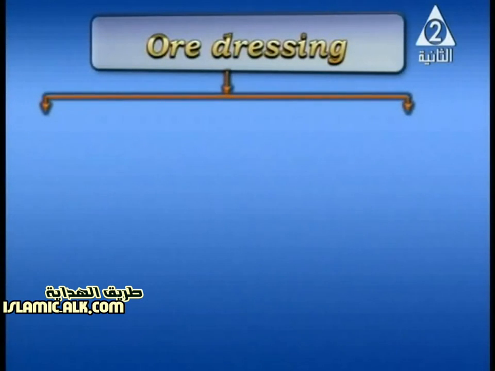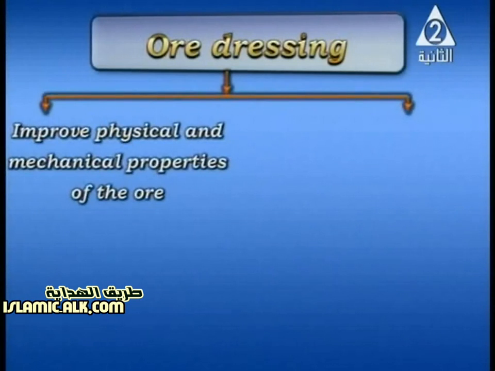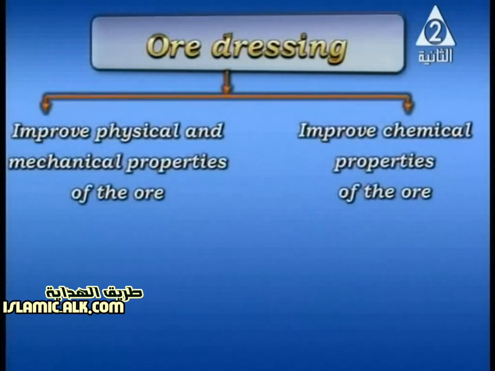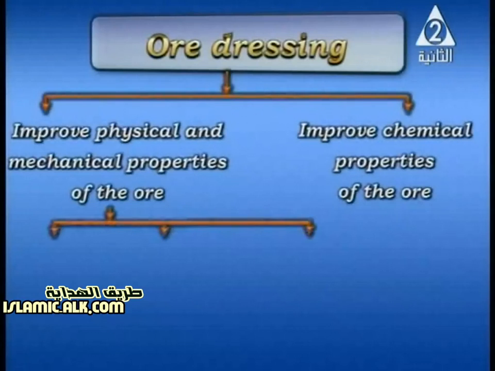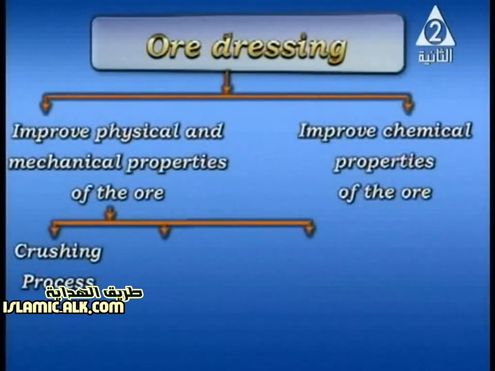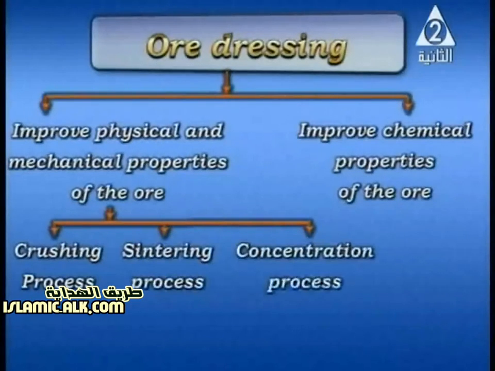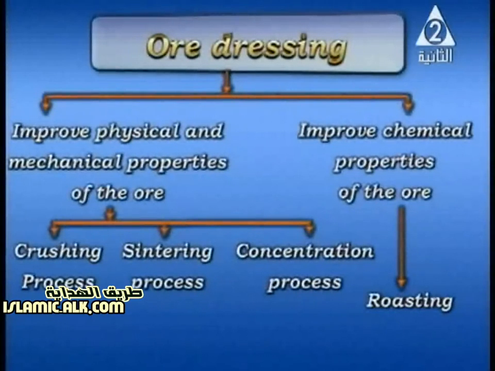Ore dressing takes place to improve the physical and mechanical properties of the ore and to improve the chemical properties of the ore. These two processes happen in 4 stages. First, crushing to improve physical and mechanical property, then sintering and concentration of the ore, while to improve the chemical property of the ore, we have to make roasting. We are going to discuss each one in detail.